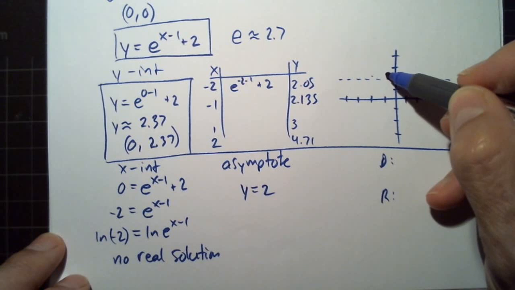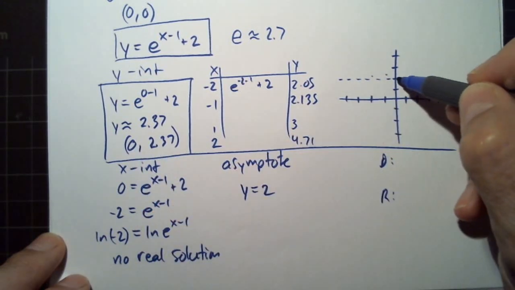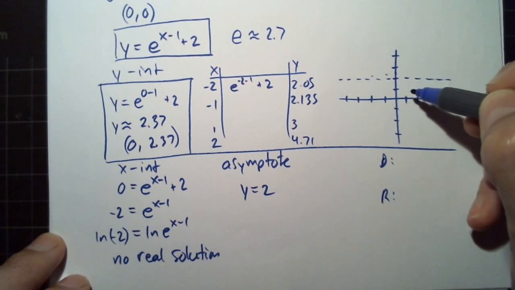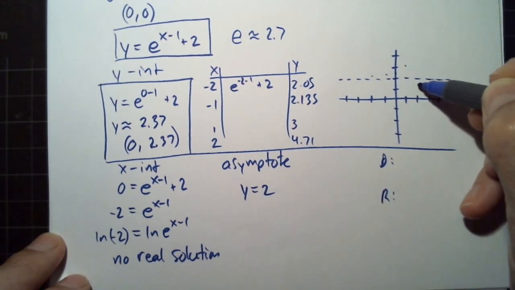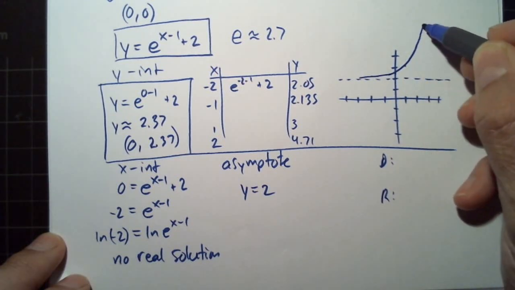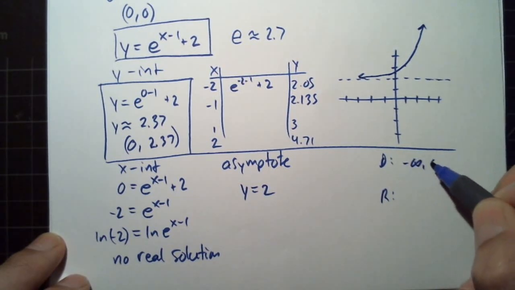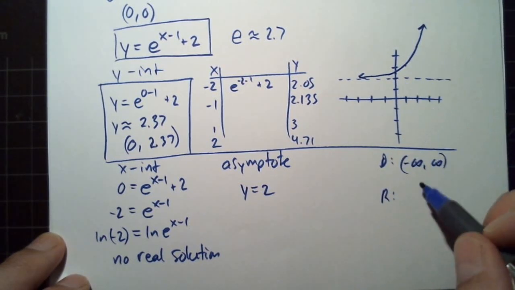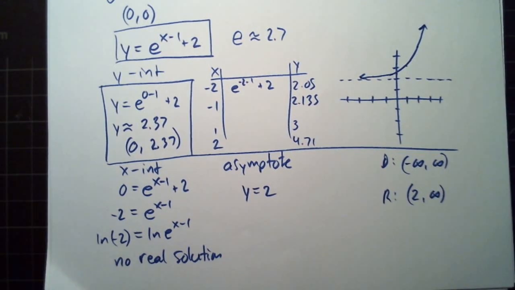At -1, we go to 2.1. Then we have 0, 2.3, 1, 3, 2, 4.7. And the domain is all real numbers. The range starts at 2 and goes to infinity, not including 2.